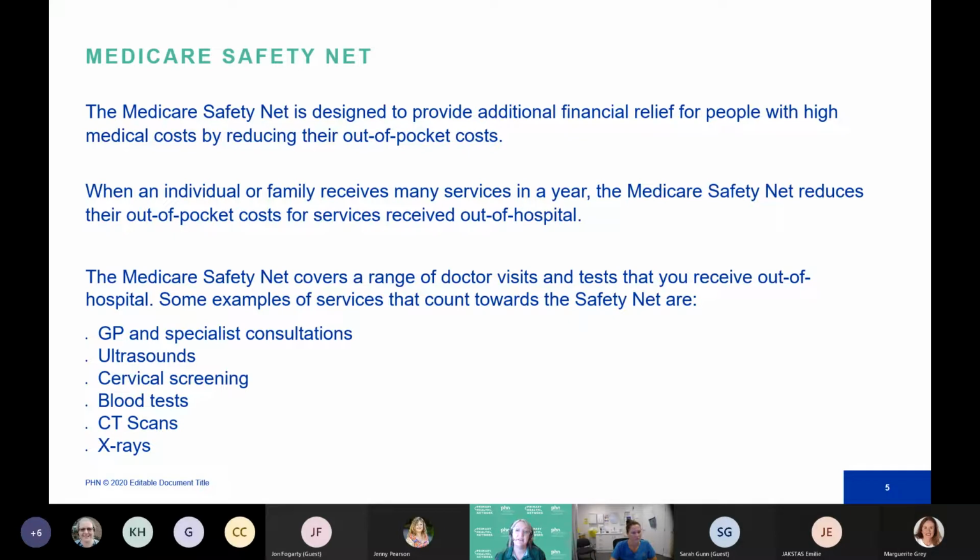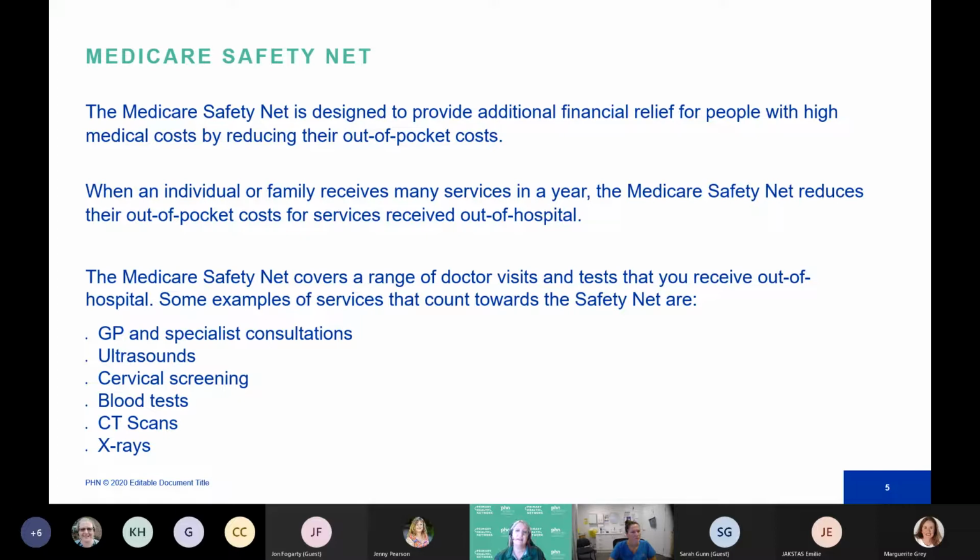So we have the extended Medicare safety net benefits, and they are paid in addition to the standard Medicare rebate and any benefit received through the original Medicare safety net. So it does get a little bit confusing. Out-of-pocket costs are the difference between the doctor charges and the Medicare rebate for a service. That includes the general practitioner, a specialist attendance, and many pathology and diagnostic imaging services. The EMSN benefit is capped, and that only applies to out-of-hospital services.